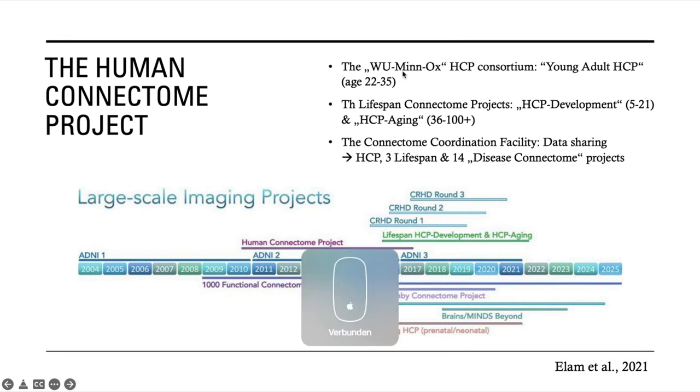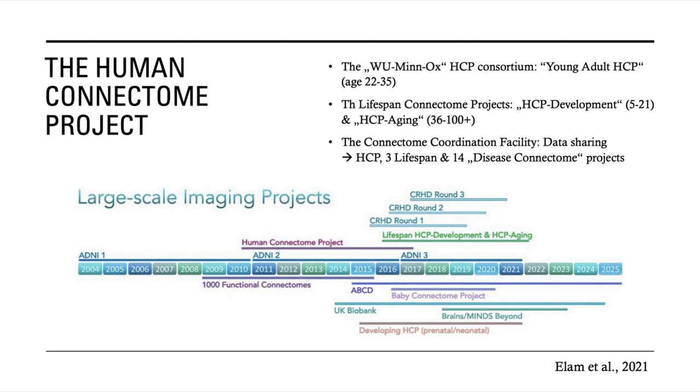So the original project was from Washington University and Minnesota University in Oxford, this HCP consortium, which created this young adult set of images from subjects between the ages of 22 and 35. Then there was a Lifespan Connectome Project afterwards for young and developing and older subjects, from 5 to 21 and 36 to over 100 years old. So the whole human developmental age range was covered in the end.